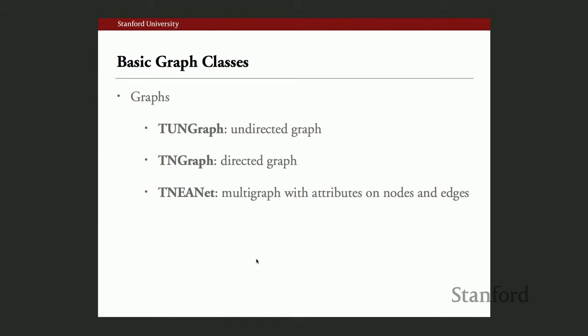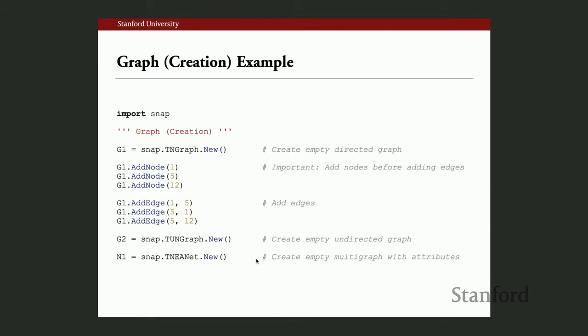And then there's this TNEANet thing, which is a multigraph with attributes on nodes and edges. So what does that mean? It means I know it is definitely more expressive than either of the two other graph types. A multigraph means you can have multiple edges between nodes. You can give nodes properties in the graph rather than having to store them in a separate data structure, stuff like that. No, we're good.